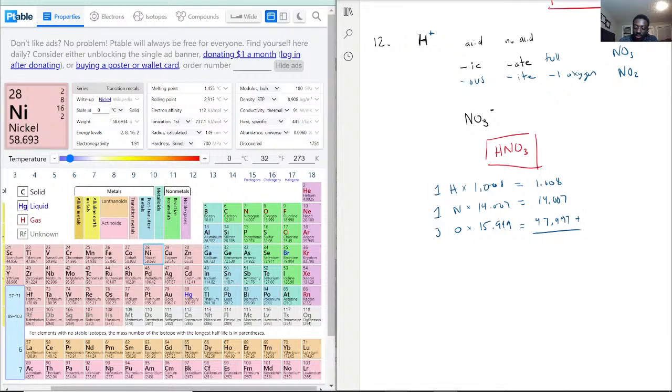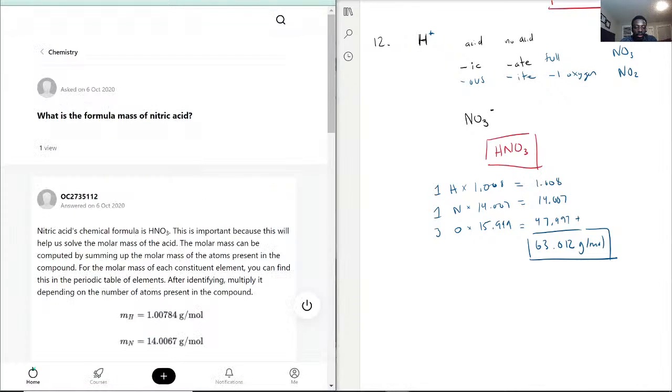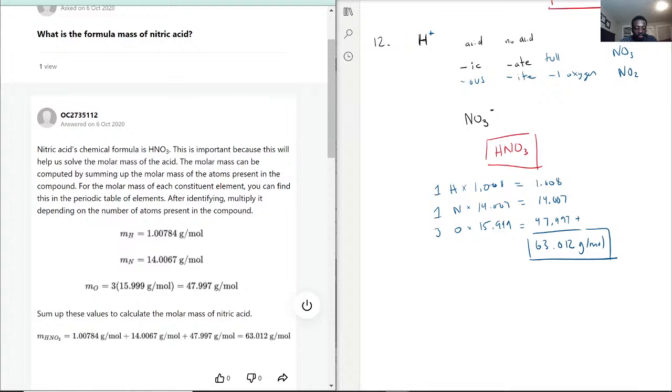Okay, so now we're going to add all of this together. 3 times 15.999 plus 14.007 plus 1.008, which gives 63.012 grams per mole. That is the molar mass of nitric acid. Okay, and let's see how we did. Nice.